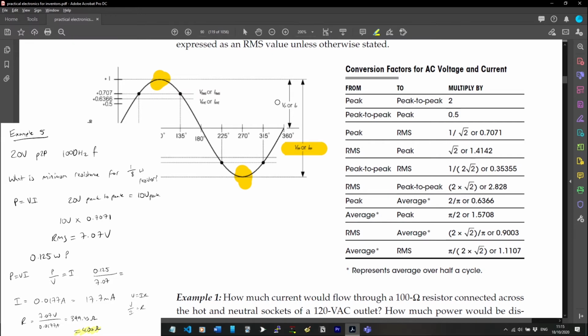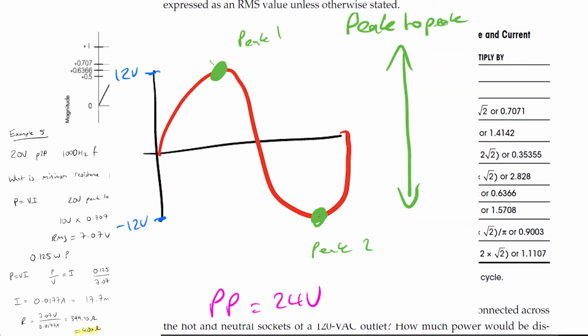Here we go. Okay, so let's do this. Peak to peak. Let's say this was 12 volts and this was minus 12 volts. Then peak to peak is equal to 24 volts. Oh, I'm excited about that. Hopefully you guys get that, right? The peak voltage is from here to here.